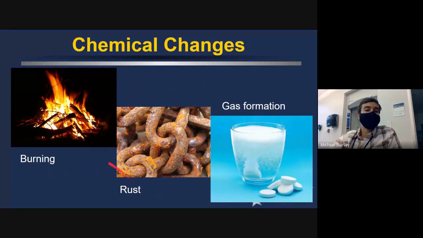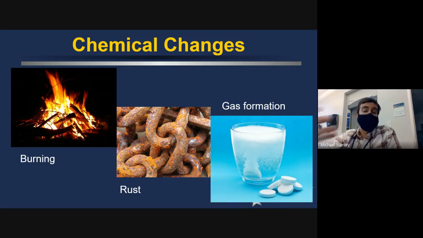So burning wood is producing lots of heat and light, and some of it is going up into the atmosphere as smoke. Some of it is left over as ash. But smoke and ash are chemically different from the wood that they started with. Same thing with rusting. Rust occurs when you have iron sit out and mix with the oxygen in the air. If that happens over a long period of time, it'll form this new brownish material called iron oxide, which we normally call rust.